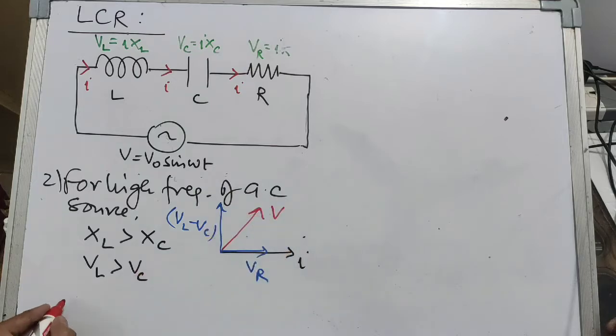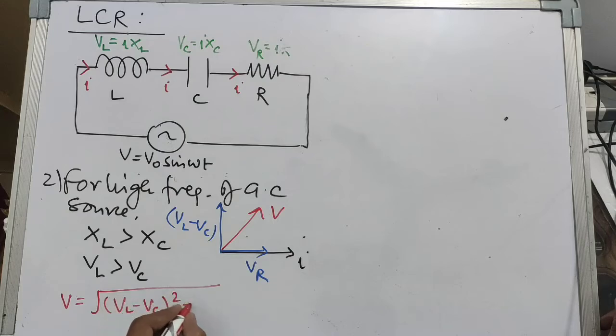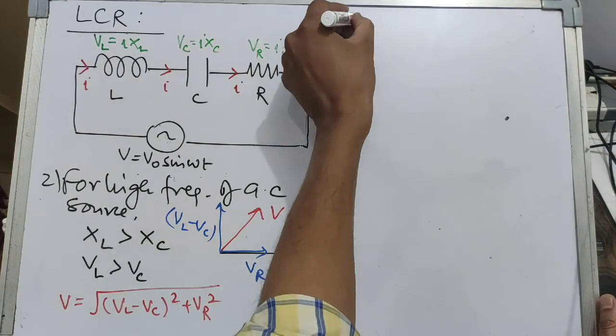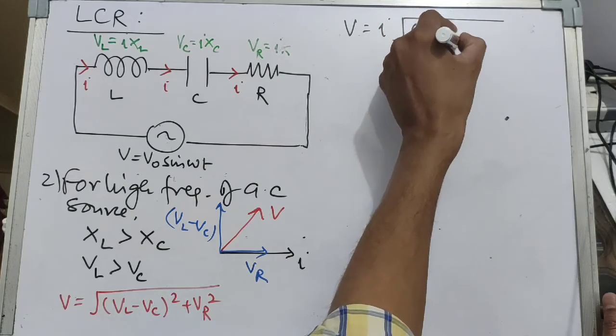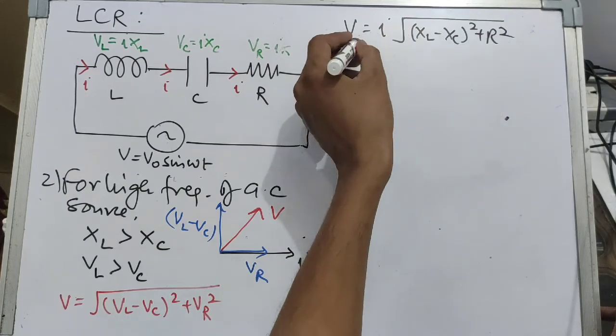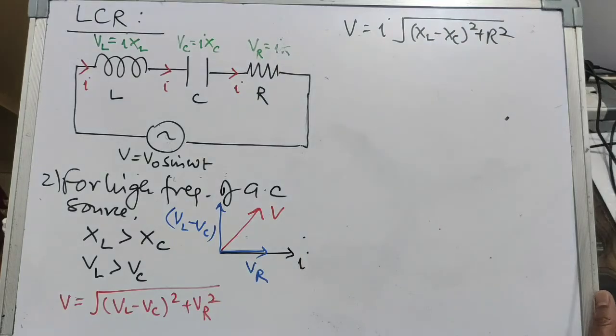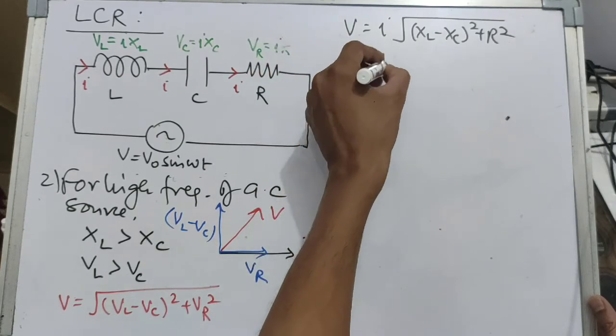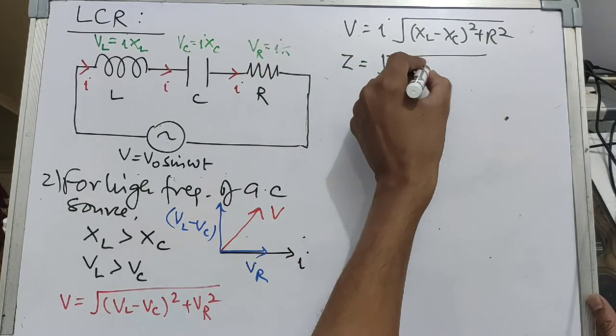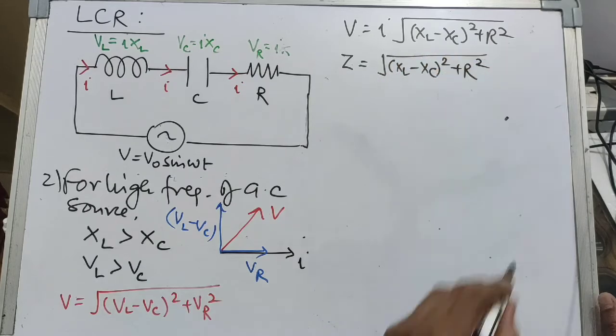So the resultant of these two will come now here. That's the applied voltage, and this applied voltage is simply given by the square root of (VL minus VC) whole square plus VR square. That's the phasor resultant of these three things. So I can write V is equal to, taking I common, I times the square root of (XL minus XC) whole square plus R square. And on comparing this with the standard relation V is equal to IZ, you will find that Z, the impedance in this case, is given by the square root of (XL minus XC) whole square plus R square.